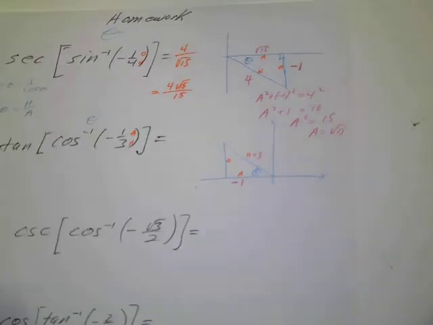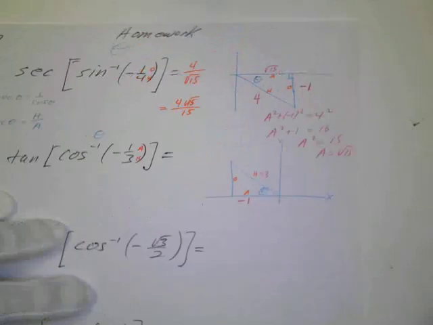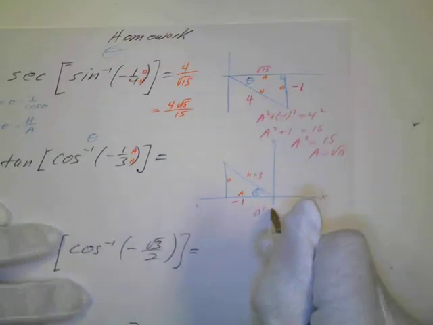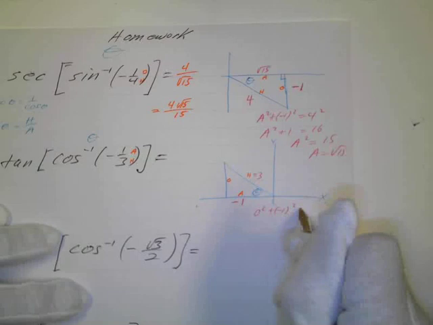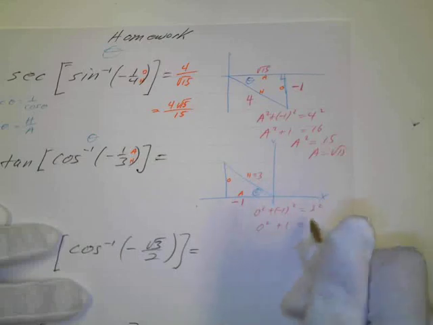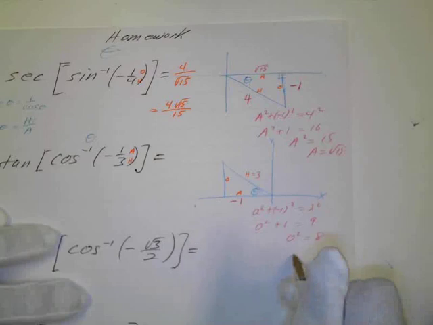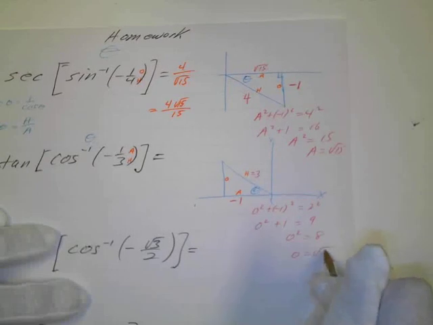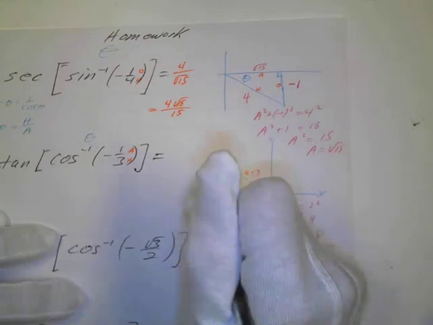So we have to find the opposite, so we'll say that O squared plus -1 squared equals 3 squared. O squared plus 1 equals, and 3 squared is what? 9. So O squared equals 8. So O equals the square root of 8. And that's 4 times 2, so that's 2 times the square root of 2. And that's O.